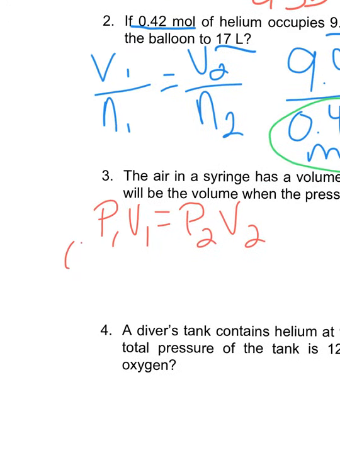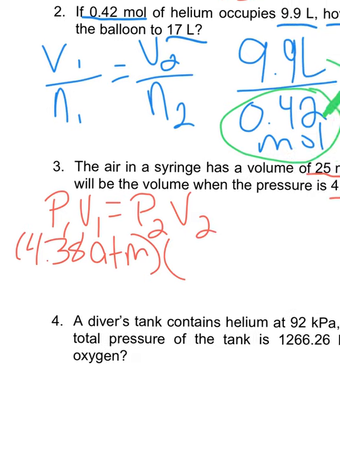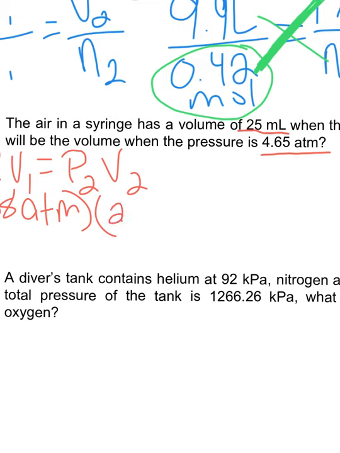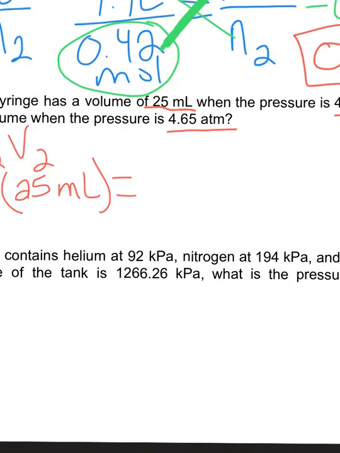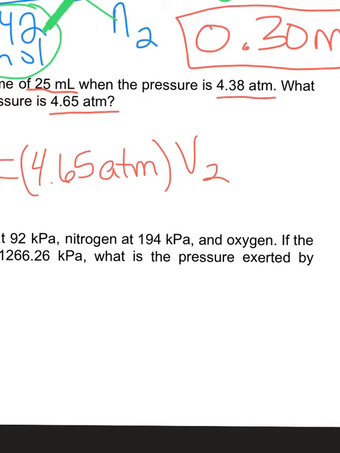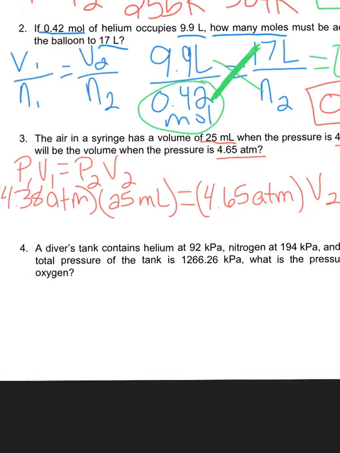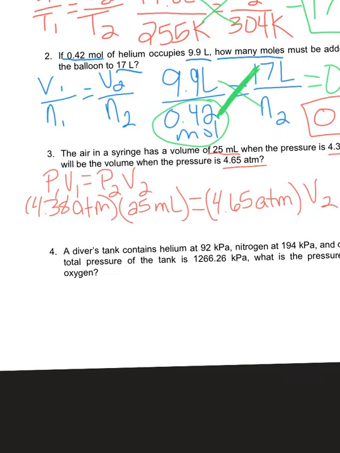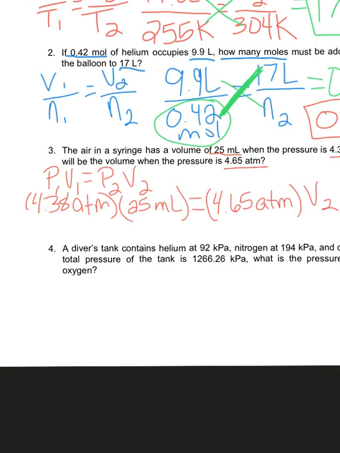Okay, so pressure, 4.38 atmospheres times our original volume, which was 25 milliliters. What will the volume be when the pressure is 4.65 atmospheres? That's our P2. And then we are solving for V2. So that's our setup. Okay, P1V1 equals P2V2.